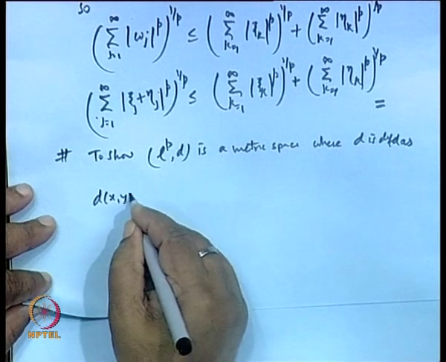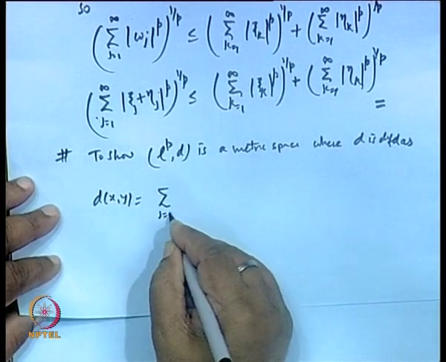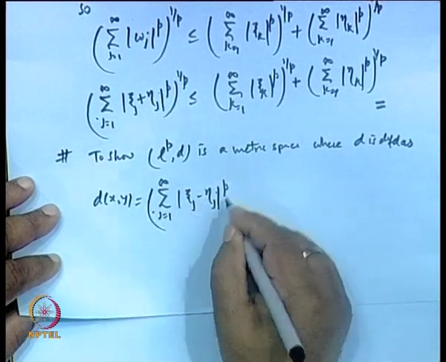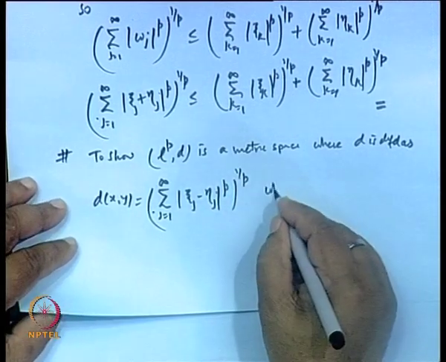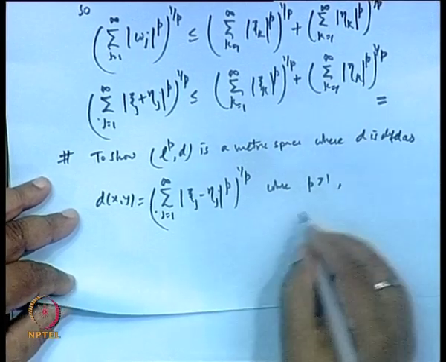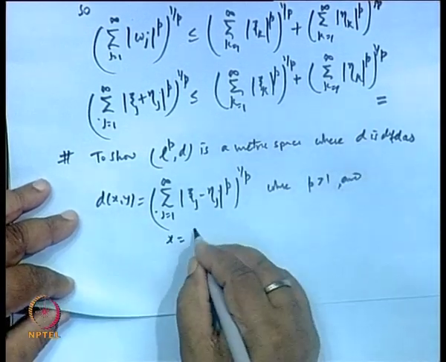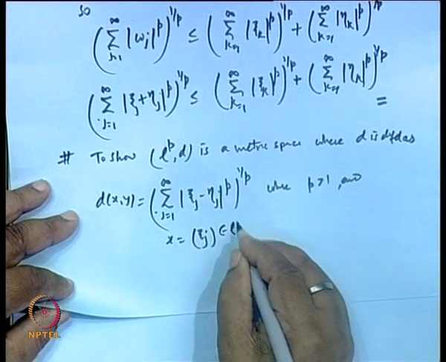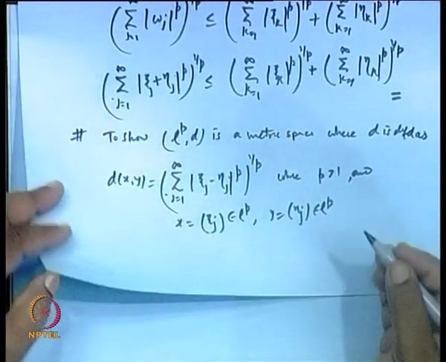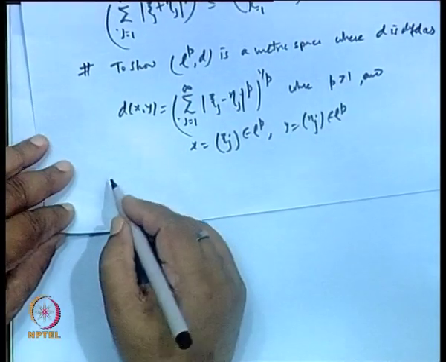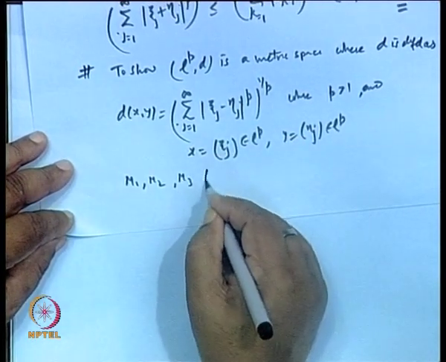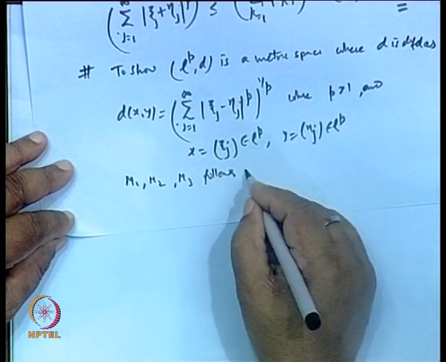where D is defined as D of x, y equals sigma j is 1 to infinity mod xi j minus eta j power p, whole power 1 by p, where p is greater than or equal to 1, and x equals xi j belongs to LP, y equals eta j belongs to LP. Now, how this follows is, so first 3, M1, M2, M3, follow immediately.